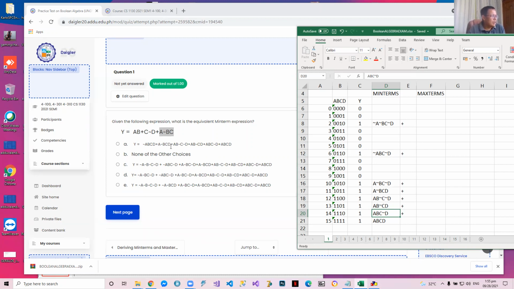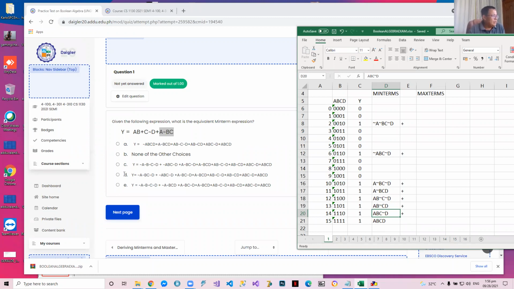1 2 3 4 5 6. We'll count the plus: 1 2 3 4 5, no? And then add 1, 6. We have 6 terms, but we should have 8. So letter A is not the correct answer, no? For letter C, we'll count the plus: 1 2 3 4 5 6 7 8. This could be it, no?